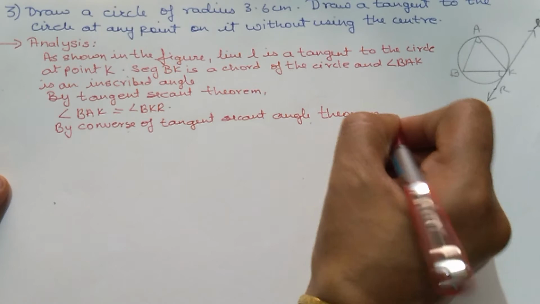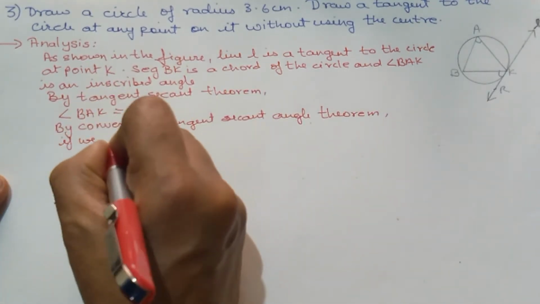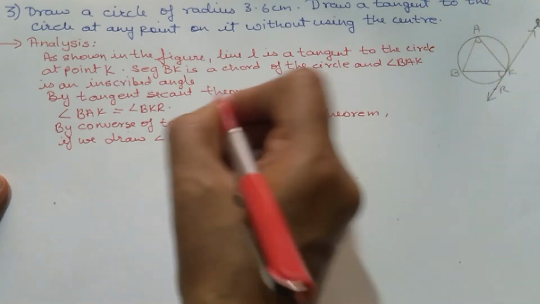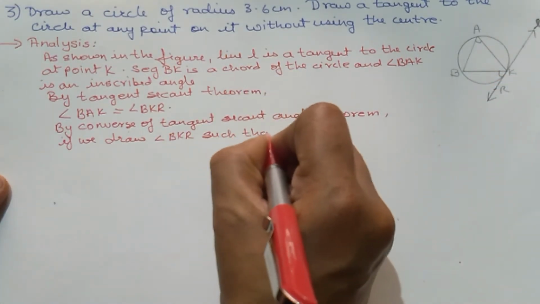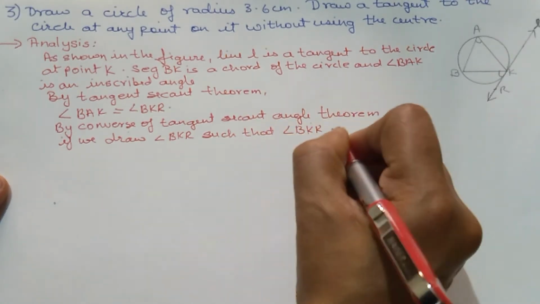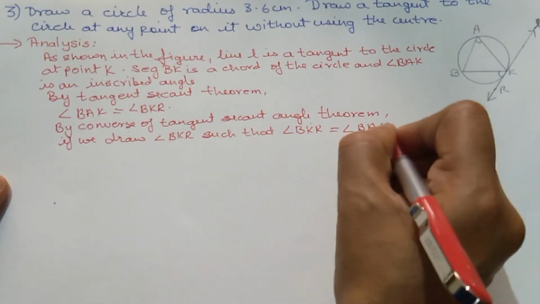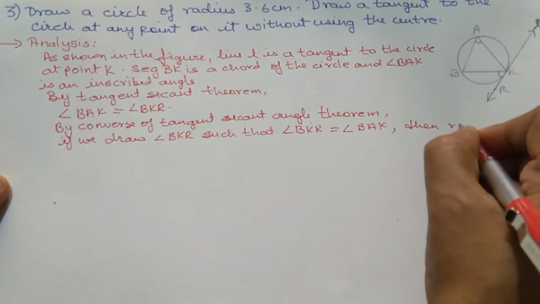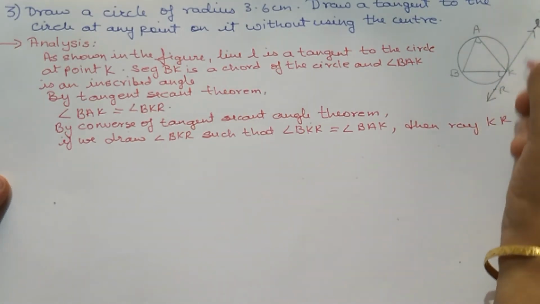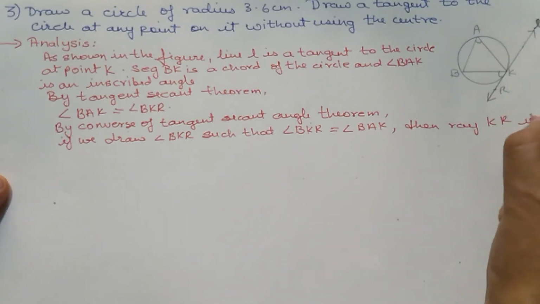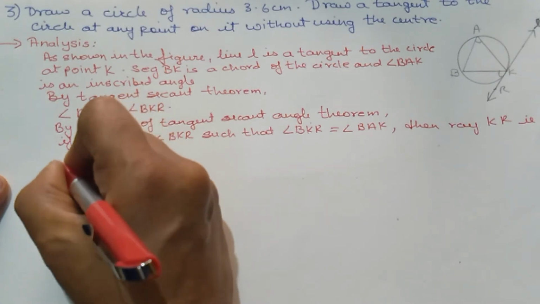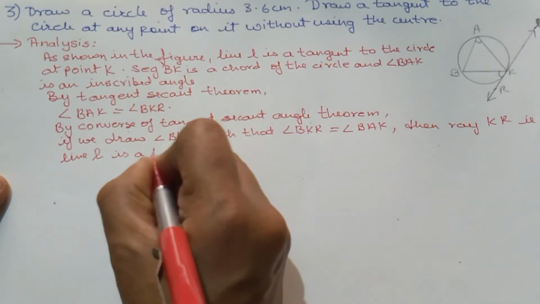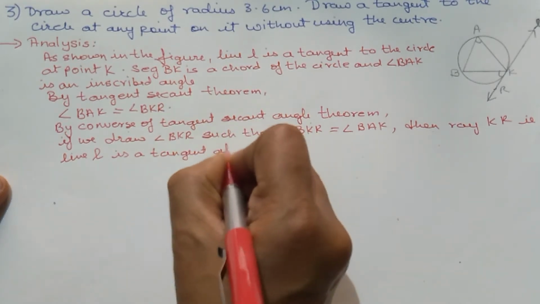If we draw angle BKR, that is this angle BKR, such that angle BKR is equal to angle BAK, so this angle and this angle are equal, then ray KR, that is this ray KR, is line L. So I have taken over here line L. So ray KR and line L are the same thing. So line L is a tangent at point K.